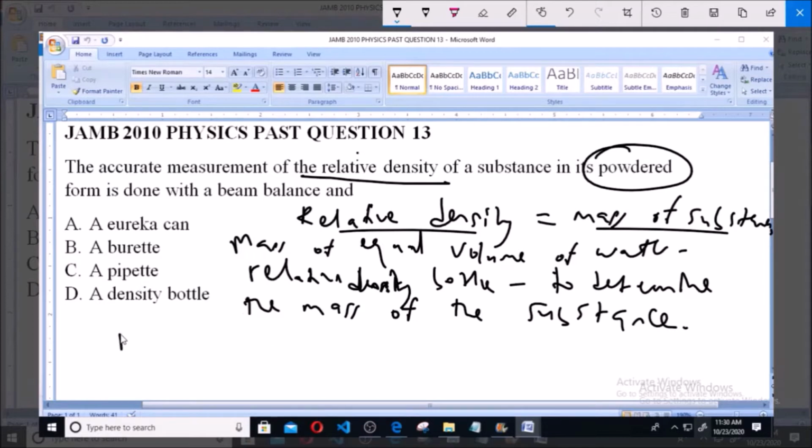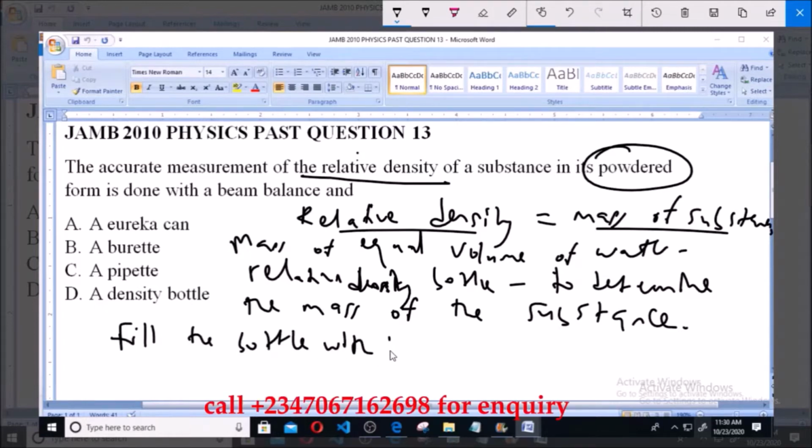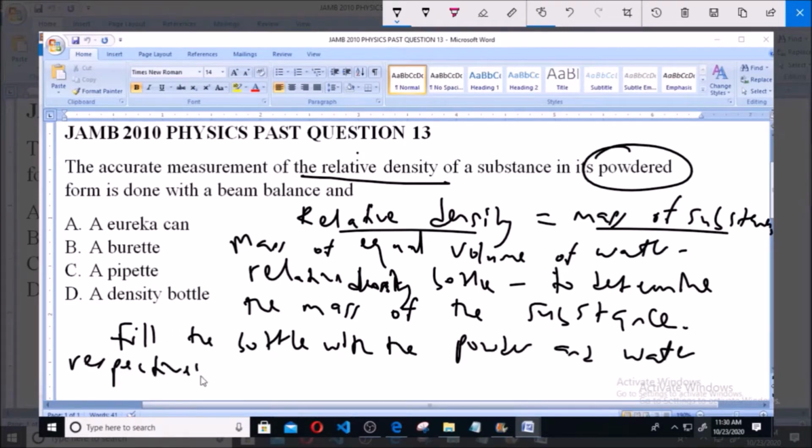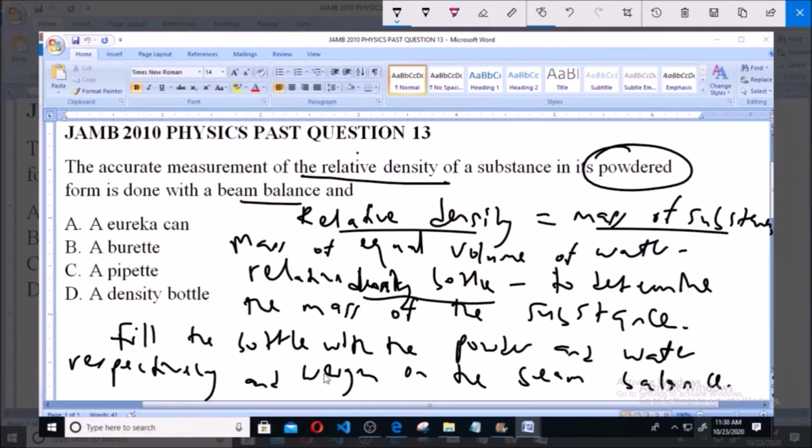You fill the relative density bottle with the powder and water respectively, and then weigh on the beam balance. So the major thing to draw out from this explanation is that the density bottle is what is used along with the beam balance to measure the relative density of a powdered substance. So option D, a density bottle, is the correct answer to this question.